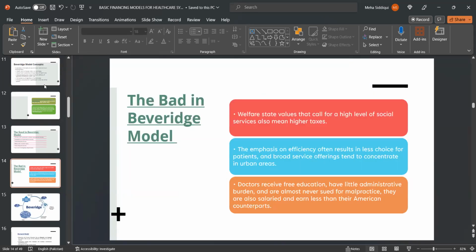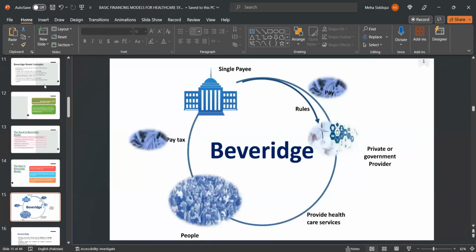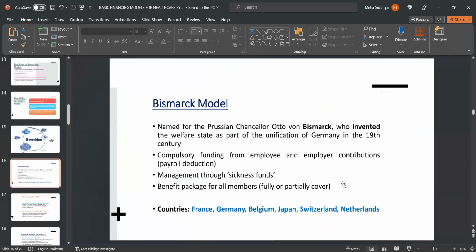And doctors receive free education, have little administrative burden, and are almost never sued for malpractice. They are also salaried and earn less than their American counterparts. So this is a diagrammatic representation of this model: the people are paying taxes and then government is the sole payer, where public or private providers provide health services to the public.